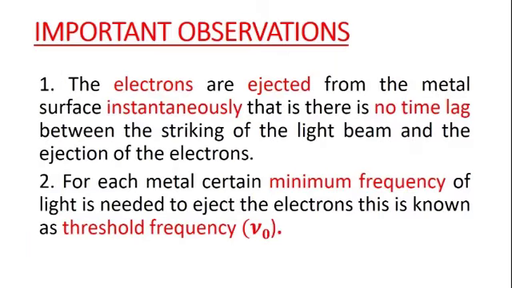So after the experimental setup, now we have some important observations. Let's have a look at them. First, the electrons are ejected from the metal surface instantaneously, that is, there's no time lag between the striking of the light beam and the ejection of the electrons. Second, for each metal, a certain minimum frequency of light is needed to eject the electrons. This is known as threshold frequency, denoted by nu naught.